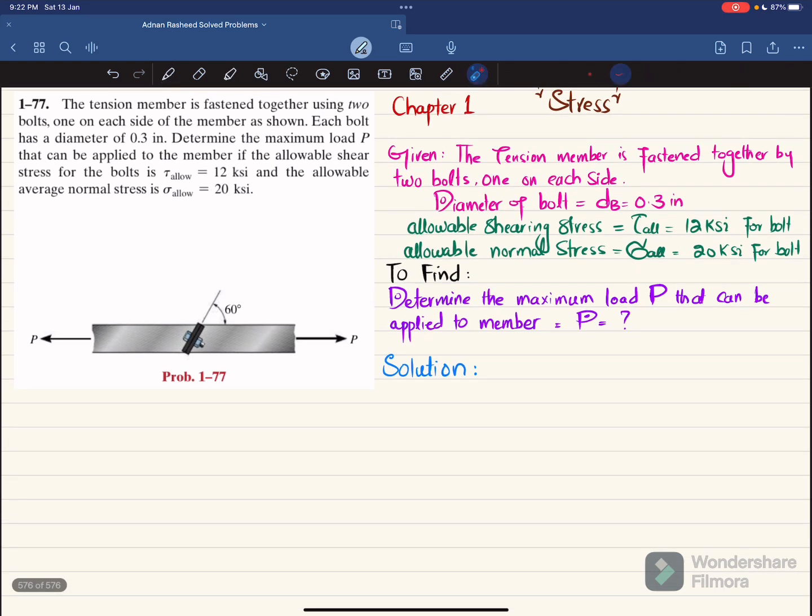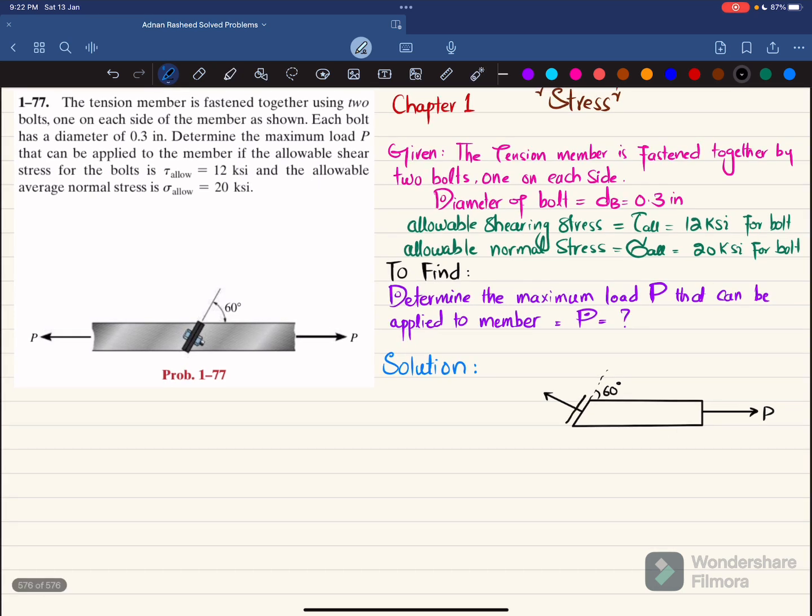The first step is to cut or separate these members and draw the free body diagram. It will be like this. Let me draw it first. This will be the member. You can see this is the load P, and this angle is 60 degrees. When you separate it, you will have a normal force perpendicular to this surface, which we take upward, and there will be a shear force on this surface. This is V, and this will be equal to the normal force.